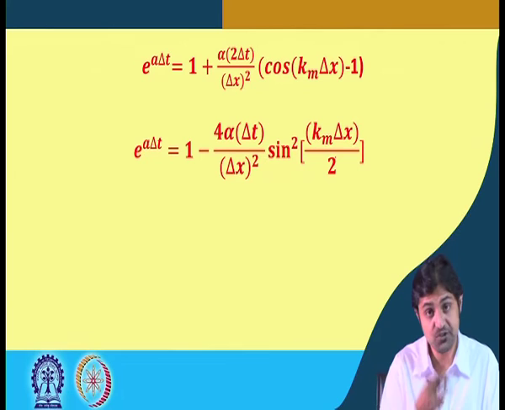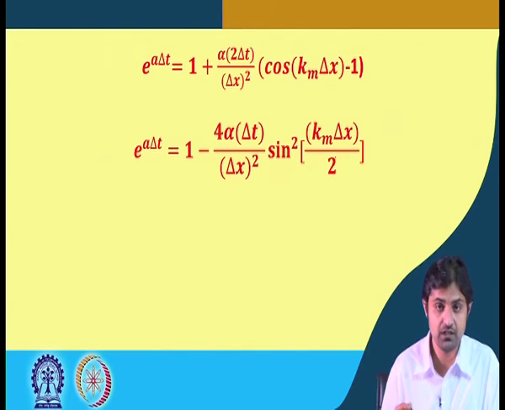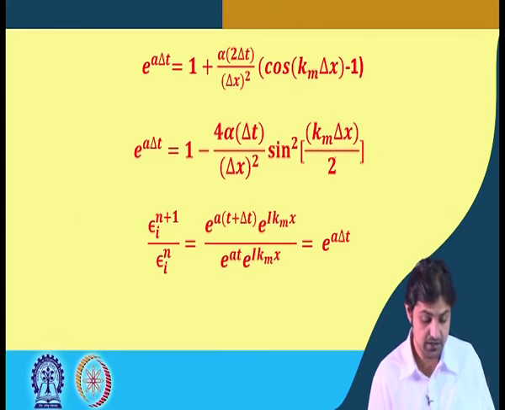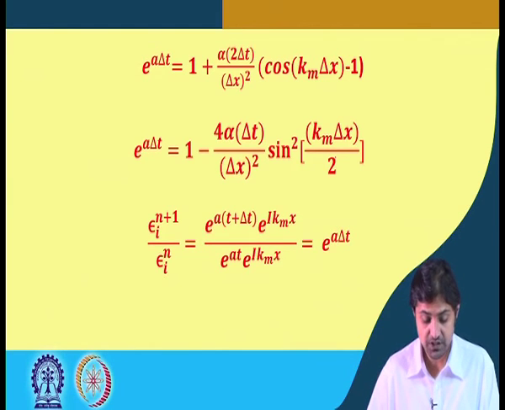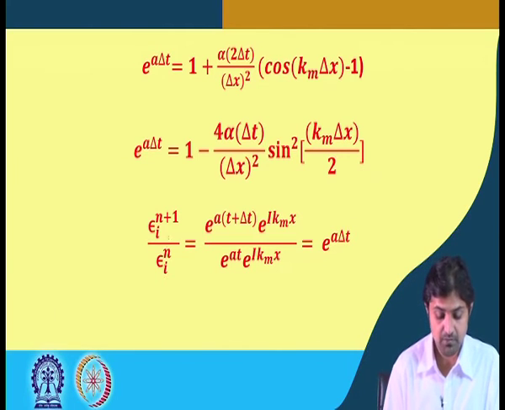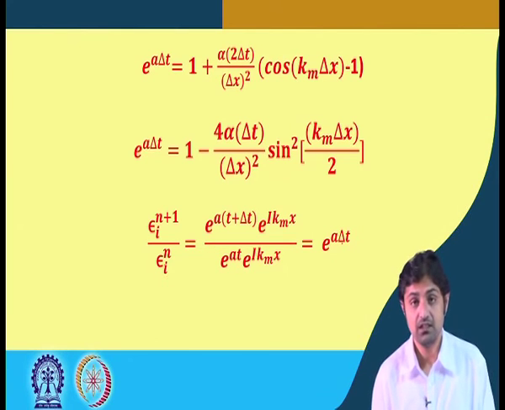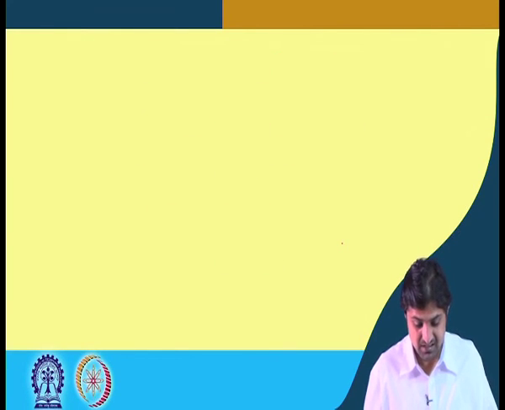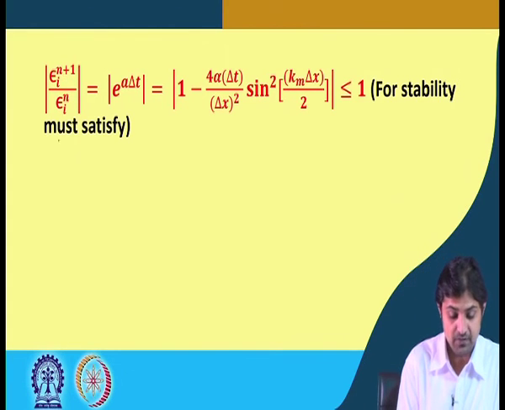The derivation is not in your scope, but we will finally look at the result that we are going to get. Therefore we can write this e to the power n plus 1. We have got e to the power alpha delta t, therefore this error we can write e to the power alpha t plus delta t into e to the power I km x divided by e to the power alpha t e to the power I km x is equal to e to the power alpha delta t. So this equation must be satisfied for stability.